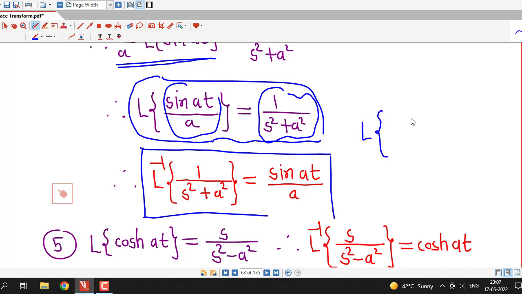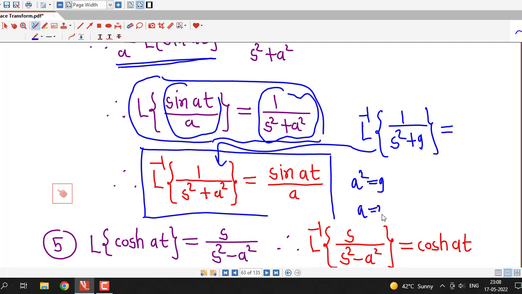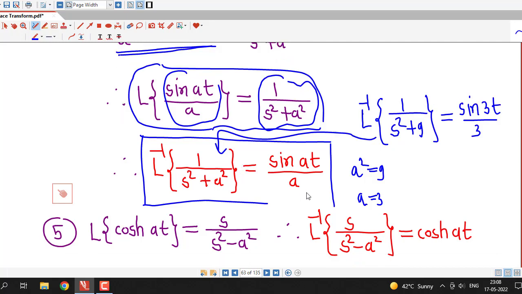Suppose I am interested in the L inverse of 1 divided by s square plus 9. Then I will compare this with 1 over s square plus a square, and I can see that a square is 9, therefore a equal to 3. So using this formula I will write sin 3t divided by 3. So L inverse of 1 divided by s square plus a square is sin at divided by a.